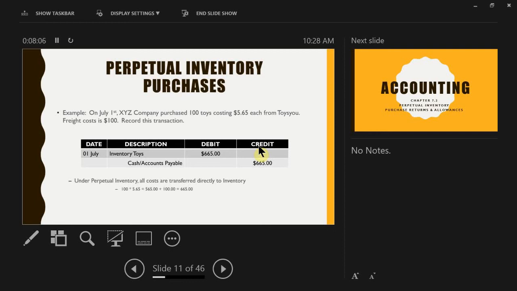So as you can see here, it's $665 that I'm placing into inventory. I'm including both the purchase price, which is $5.65 each at 100 toys, so that's $565, plus $100 freight, giving me a grand total of $665. And then you're going to either pay for it, or you place it on accounts payable. Any questions in regards to this? It's the simplest concept so far.